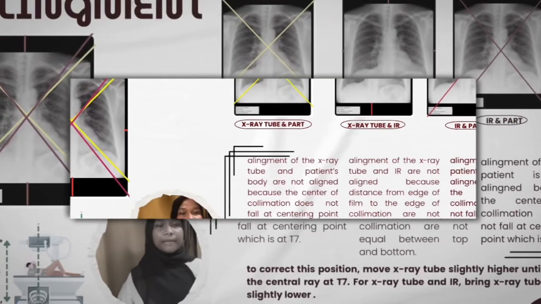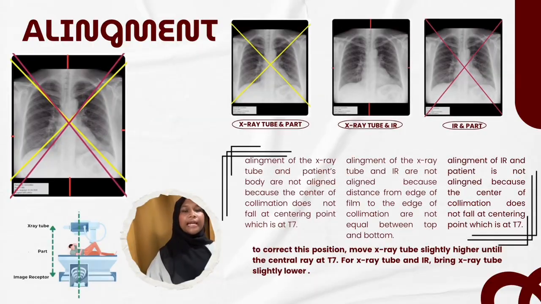I move to another PACEMAN method, which is for the alignment. The first one, the alignment of the x-ray tube and patient body are not aligned because the center of the collimation does not fall at the centering point, which is T7. Next is alignment of the x-ray tube and IR are not aligned because the distance from each of the film edges to the collimation are not equal between top and bottom.